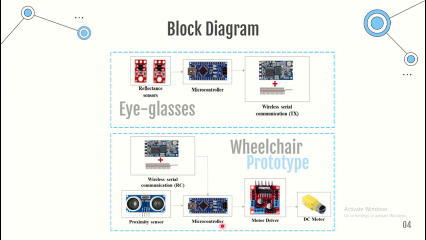Then the microcontroller will send the corresponding signals to the DC motor driver. The DC motor driver is responsible for controlling the two DC motors' speed and direction. So if any obstacle is detected, the microcontroller will send the stop signal to the DC motor driver to stop the motion of the wheelchair.